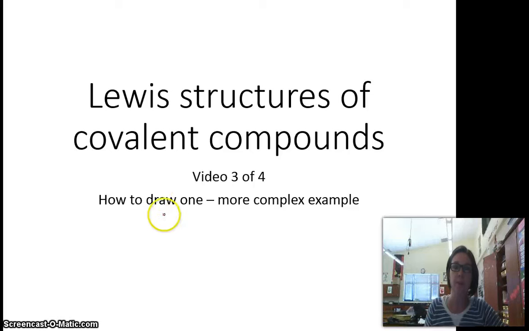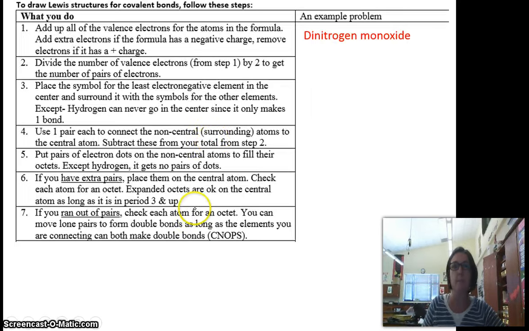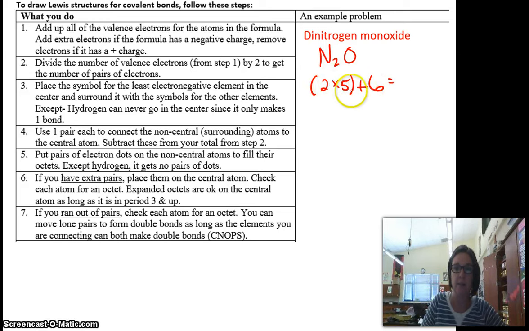This third video is going to show you how to draw a slightly more complicated Lewis dot structure of a covalent compound. For this one, we're going to do dinitrogen monoxide. Step one is we add up all of the valence electrons for the atoms in the formula. We have 2 nitrogens that each have 5 valence electrons, and 1 oxygen that has 6. So this is 10 plus 6, a total of 16.